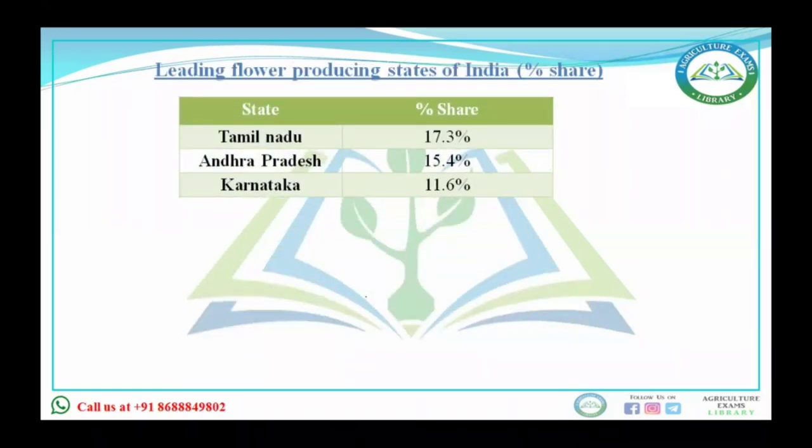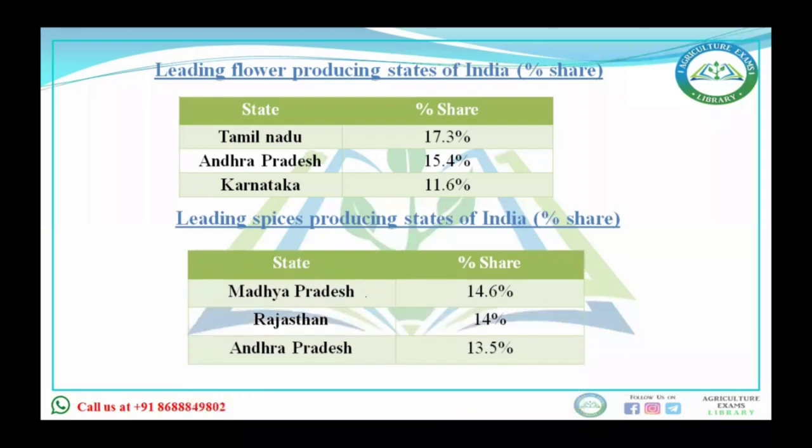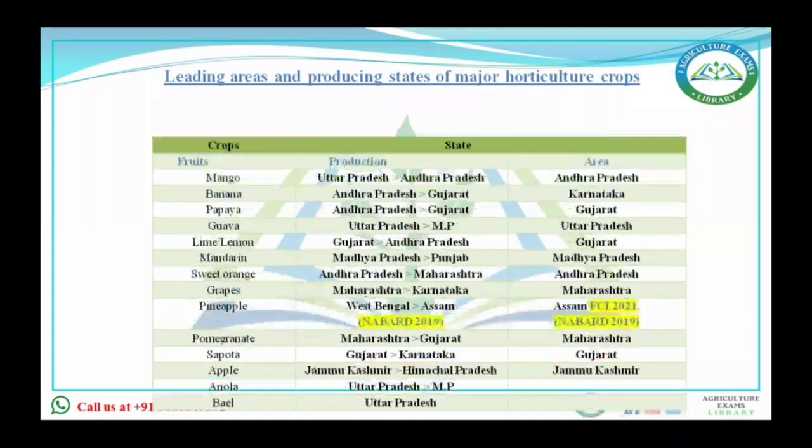Leading flower producing states and percentage share: Tamil Nadu shares 17.3%, Andhra Pradesh 15.4%, Karnataka 11.6%. Leading spices producing states: Madhya Pradesh 14.6%, Rajasthan 14%, Andhra Pradesh 13.5%.